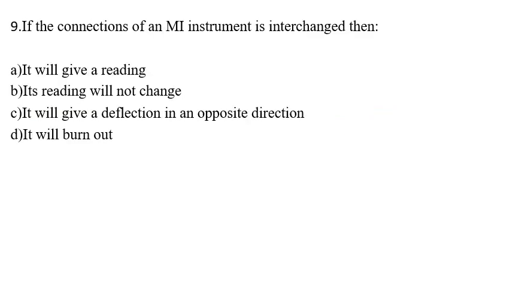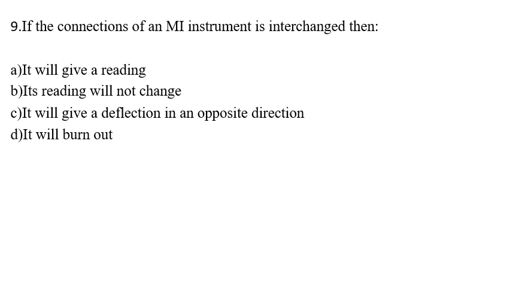Ninth question. If the connections of an MI instrument are interchanged, then option A, it will give a reading; option B, its reading will not change; option C, it will give a deflection in an opposite direction; option D, it will burn out.